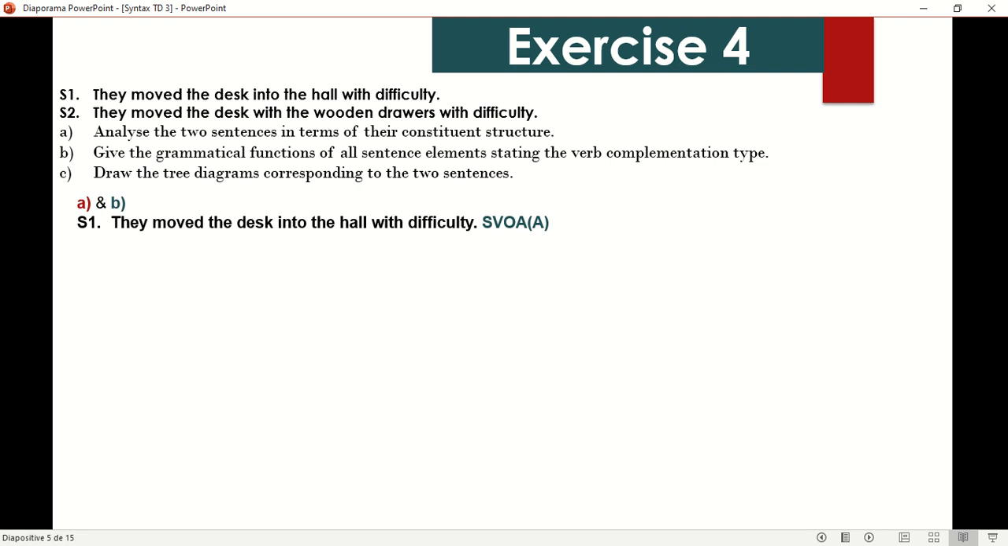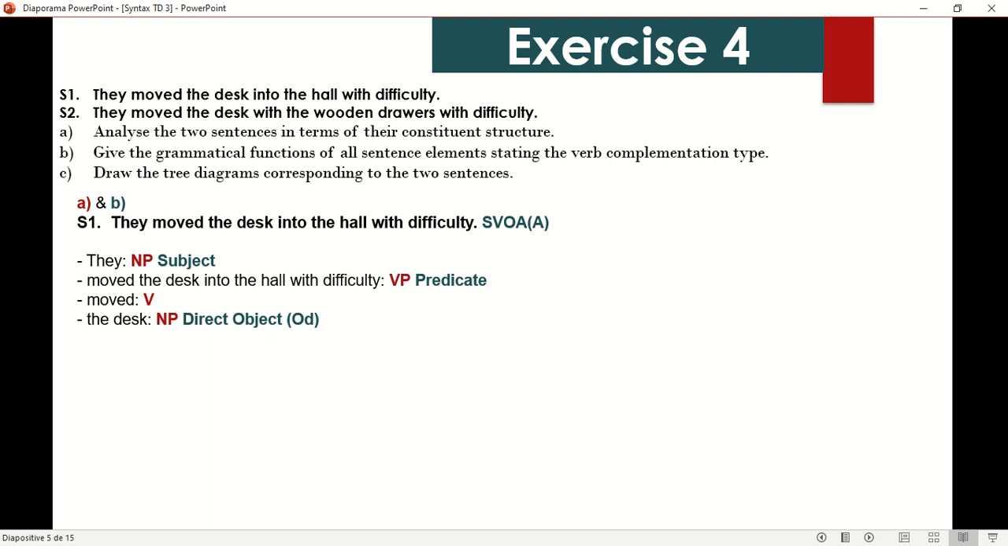Let's start with they moved the desk into the hall with difficulty. We have what we call an SVOA plus an optional adjunct. So here, they is an NP, its function is a subject. Moved the desk into the hall with difficulty, of course, is the VP, it's the predicate. Moved is a verb. The desk is a noun phrase functioning as a direct object. Into the hall is a prepositional phrase functioning as an adjunct of place. And finally, with difficulty is a prepositional phrase functioning as an adjunct of manner.